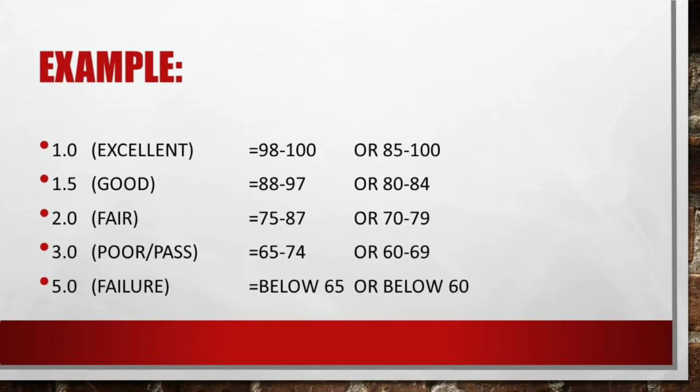For example, in a class of 100 students using the table, no one might get a grade of excellent if no one scores 98 and above, or 85 and above, depending on the criterion used. There are no fixed percentages of students who are expected to get the various grades in the criterion-referenced grading system.